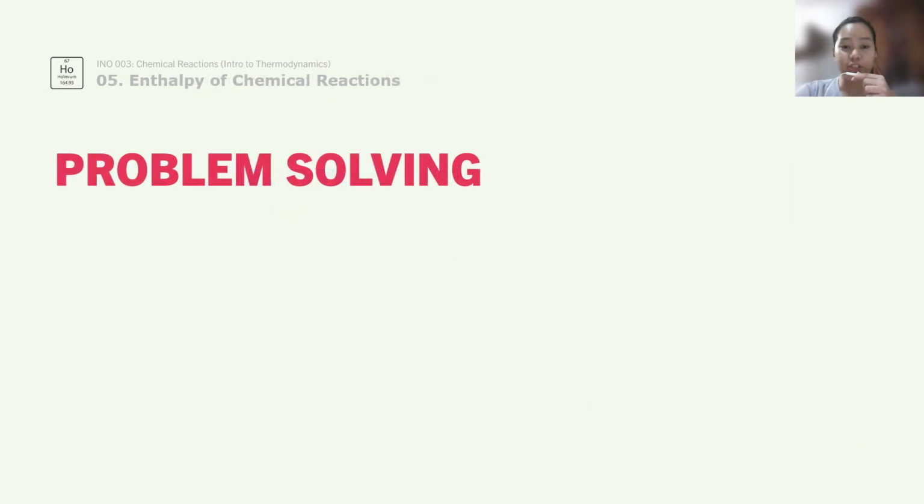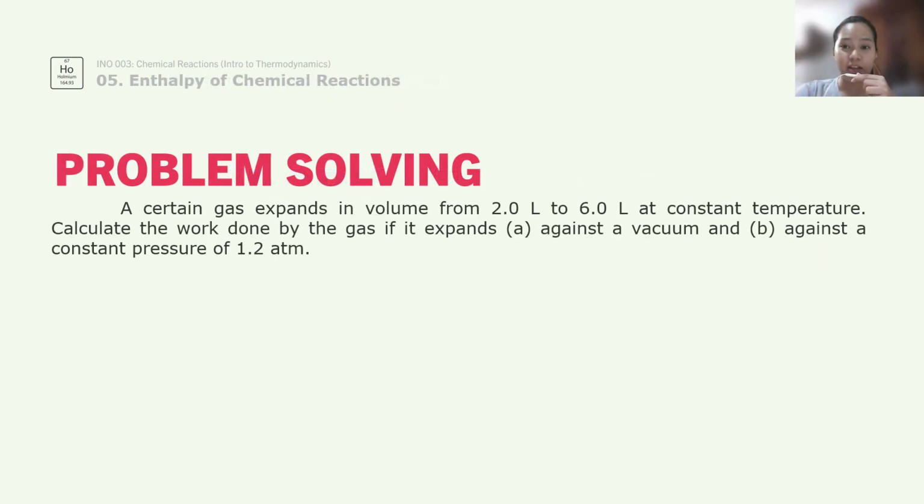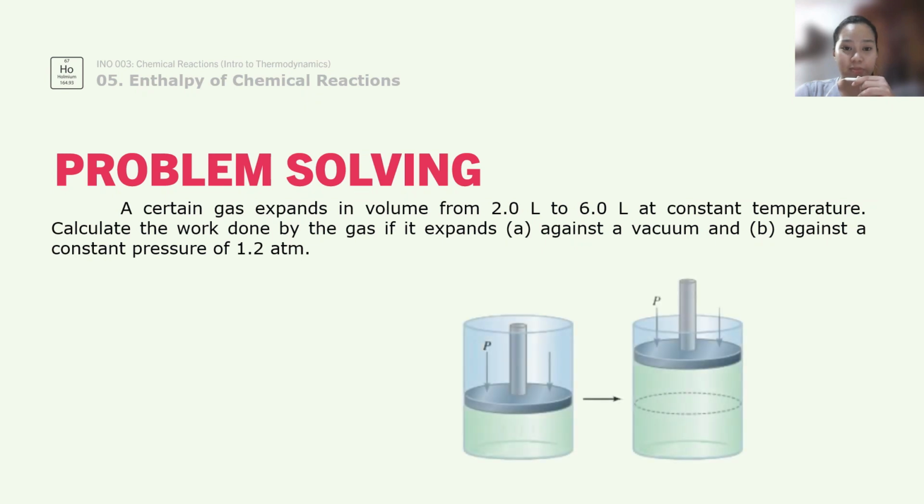To understand its concept better, let us try answering this problem. A certain gas expands in volume from 2 liters to 6 liters at constant temperature. Calculate the work done by the gas if A, it expands against a vacuum, and B, against a constant pressure of 1.2 atmosphere. To better visualize the problem, here's an illustration of the gas expansion.